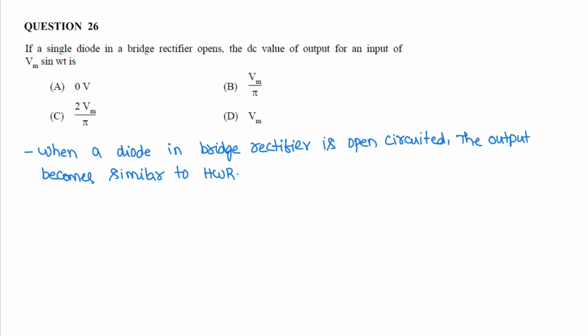Next question. If a single diode of a bridge rectifier is open and the input is Vm sin omega t, what is the value of the DC component? When a diode in a bridge rectifier is open circuited, the output is similar to a half wave rectifier. For a half wave rectifier, the average output voltage VDC is equal to Vm by pi.